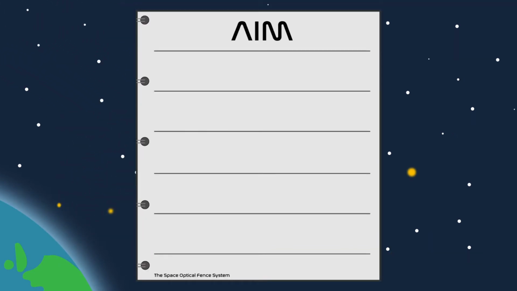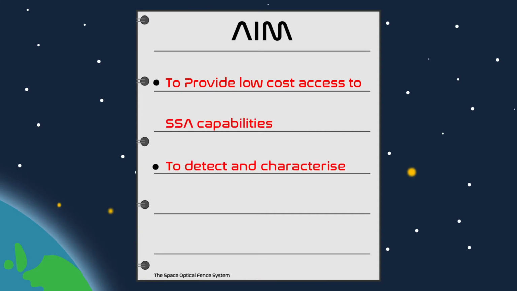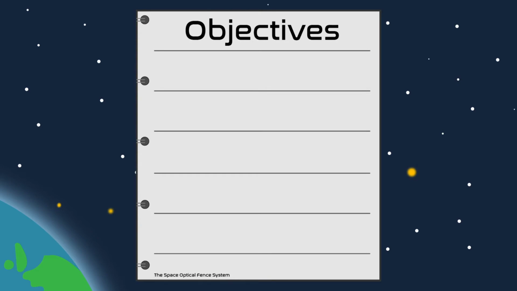The aim for the 2020 Space Optical Fence System is to provide low-cost access to SSA capabilities to detect and characterize geostationary satellites. This will be completed with the following 4 objectives.